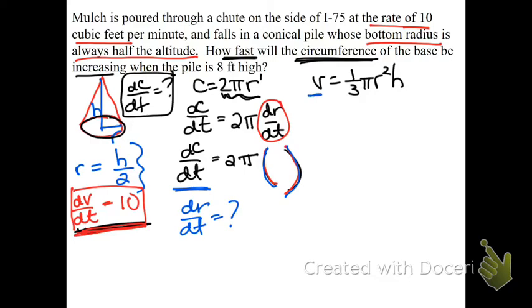I have a V, an R, and an H. If I keep all those variables, then I need a dV, a dR, and a dH, and I won't have enough information for that. So, again, focus on the rates that are given and asked for. dV/dt is given. dR/dt is what I actually need. So I want to keep V's and R's. So I need to get rid of this H, and that's where this guy comes in.